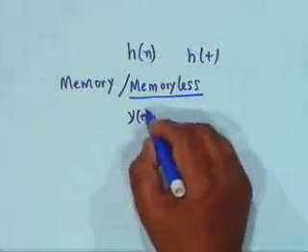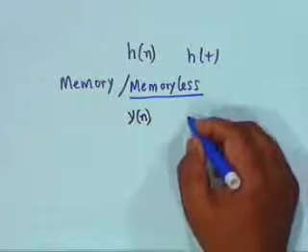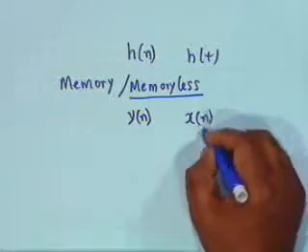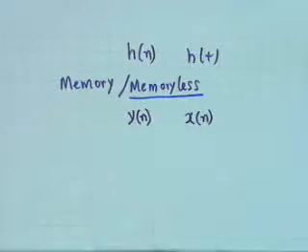Can a memoryless system be non-causal? No. You remember what is non-causal? Non-causal is anticipatory. Can a memoryless system anticipate? No. Because its present output y of n, if we take a discrete time system, depends only on x of n. So how do you characterize such a system?